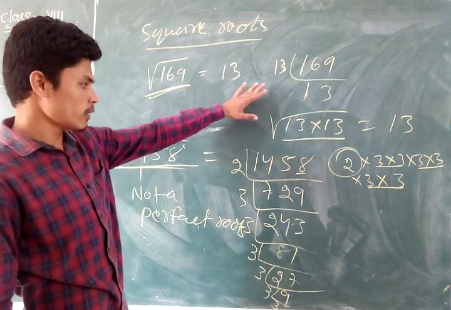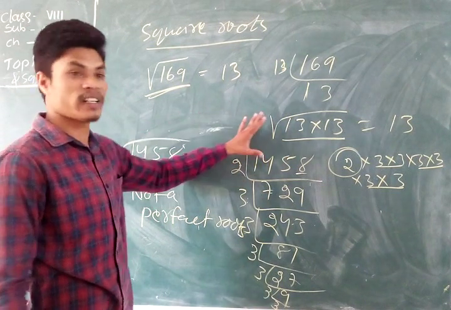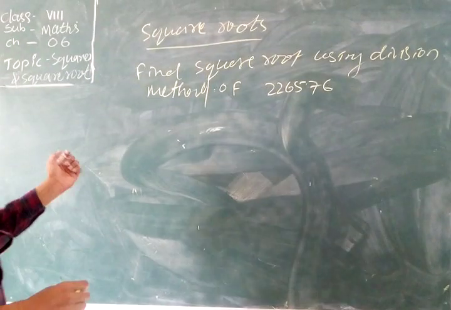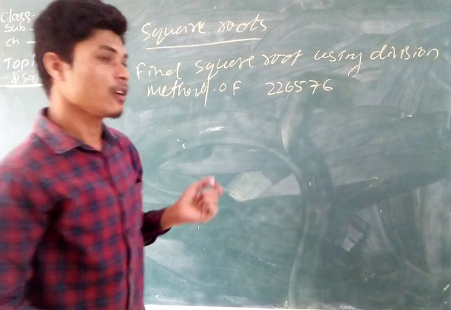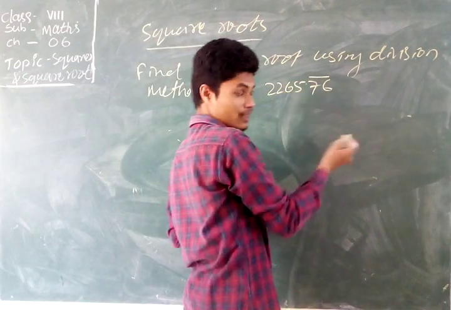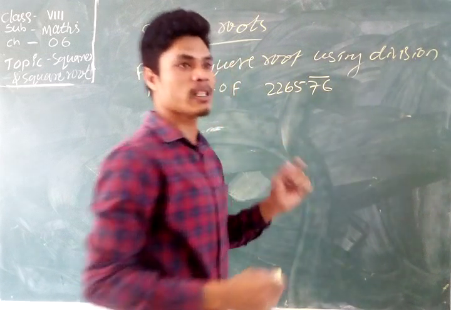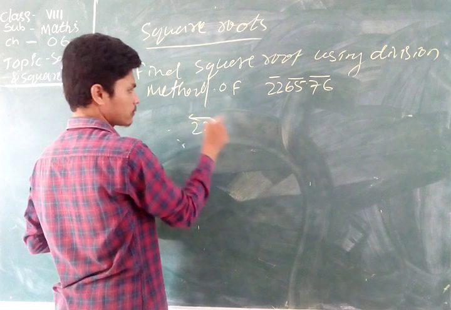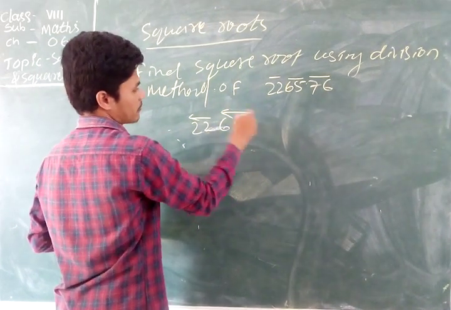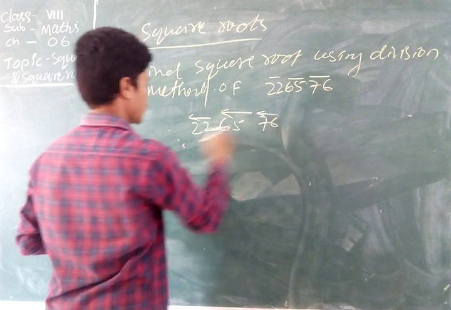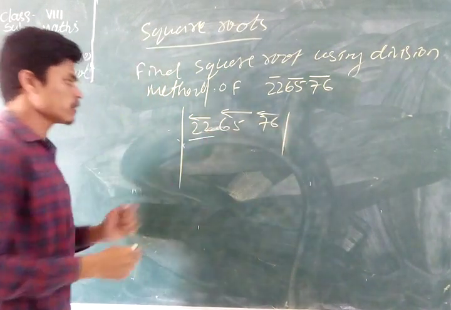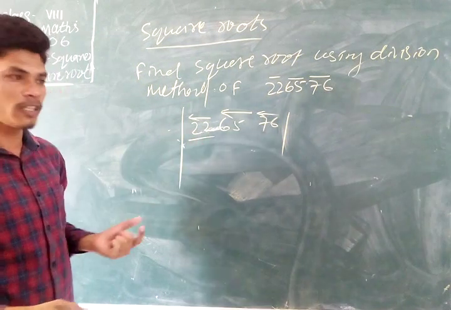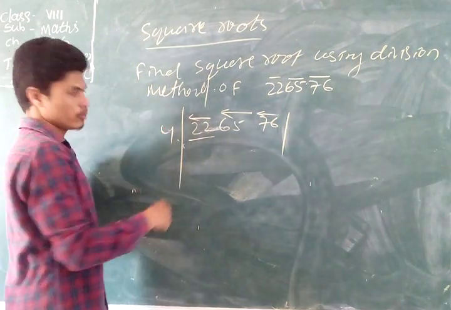Okay. That is how you find square roots using the factorization method. Now we find the square root using the division method. First we group the numbers. Square means a number multiplied by itself, so we group the digits in twos from the right. Here, from the left side, 22, 65 and 76. 22 is nearest to which square? 4 times 4 is 16, 5 times 5 is 25. 25 is more than 22, so we take 4.